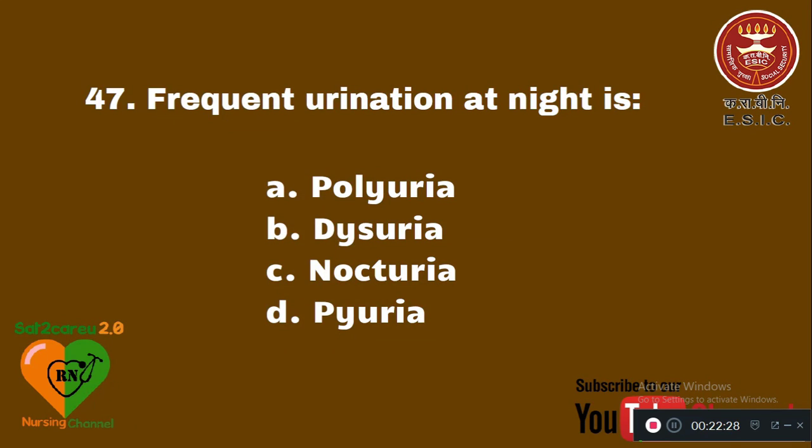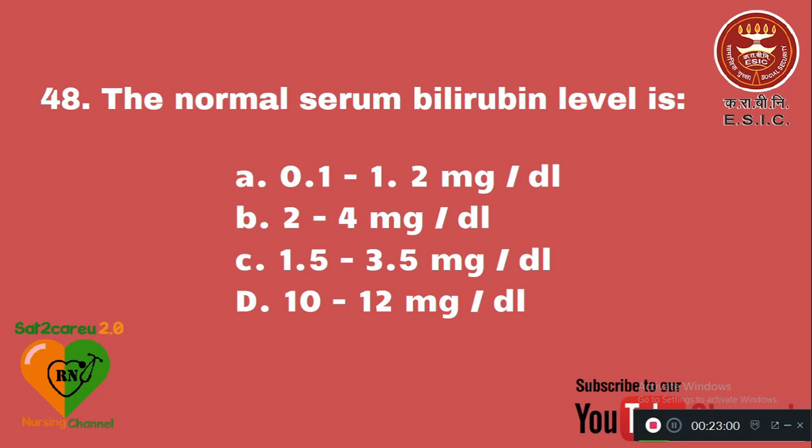47. Frequent urination at night is option A polyuria, B dysuria, C nocturia and D pyuria. The right answer is nocturia. Frequent urination at night is nocturia. It is not dysuria, it is nocturia. Option C is right. Frequent urination at night is nocturia. It is not dysuria.